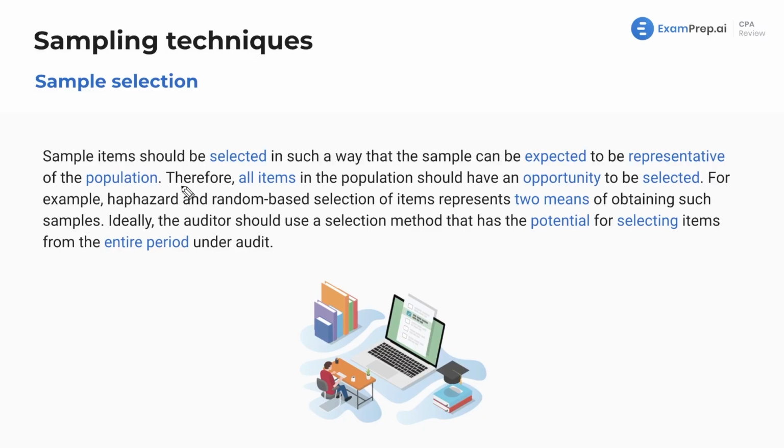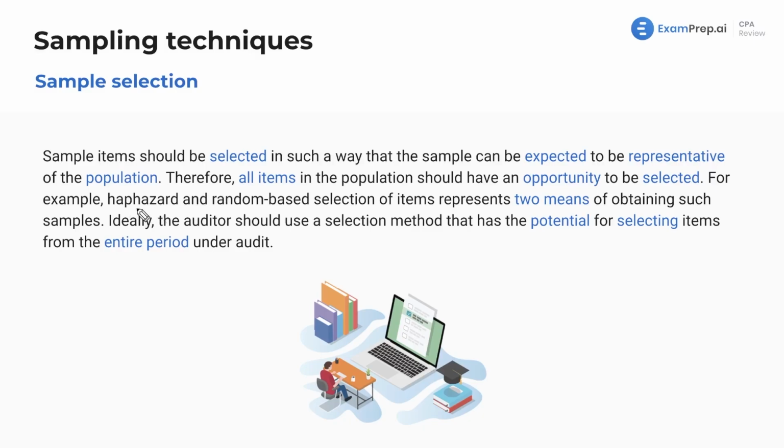So all items in the population should have an opportunity to be selected. We want to make sure that it's representative of the whole population. If you just take some items and say, oh, I'm not going to include these in the sample, well, you're cutting out part of the population that won't be tested. That's a problem.